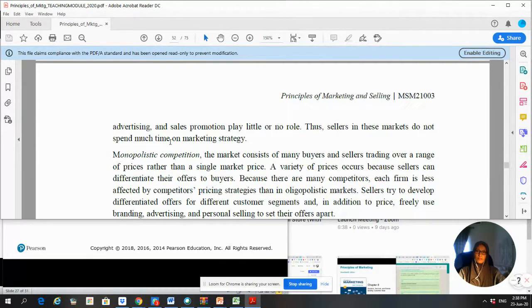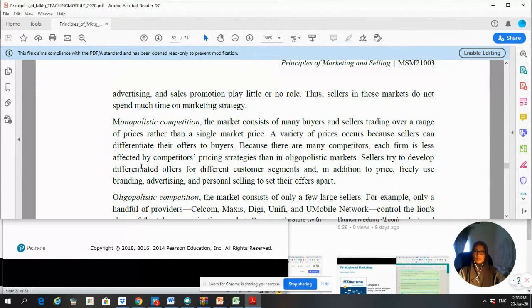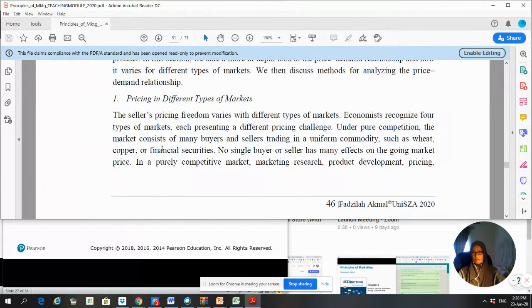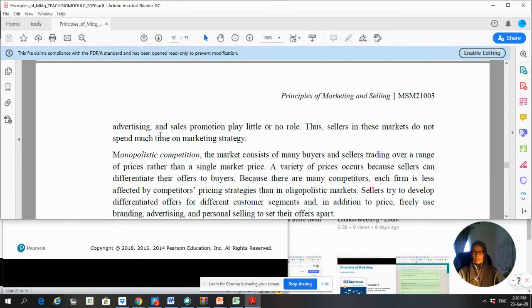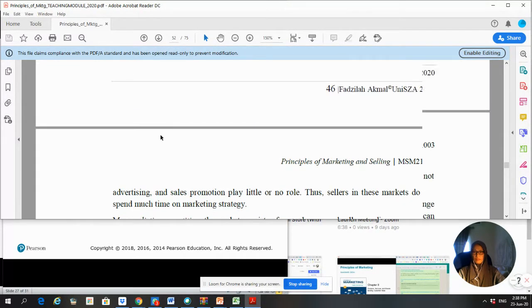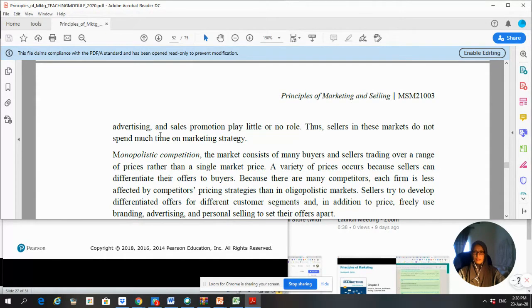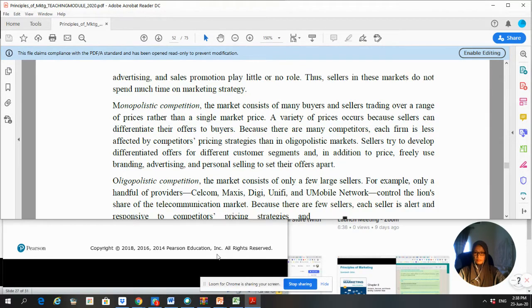Okay. Then, the pricing in different types of market. Let's say when we look at the environmental factors, the external factors, some markets might fall within how many?